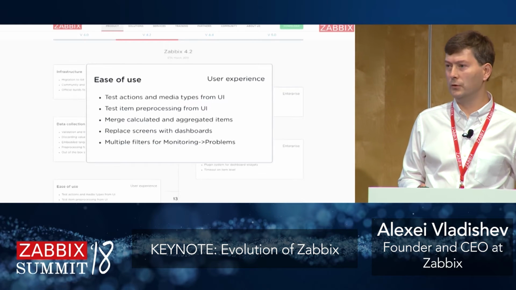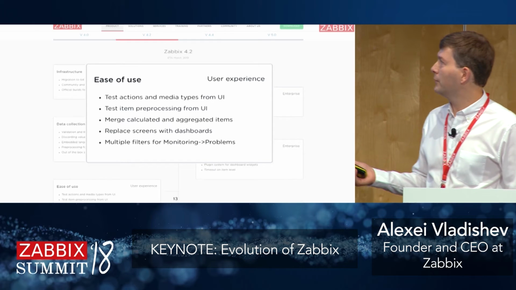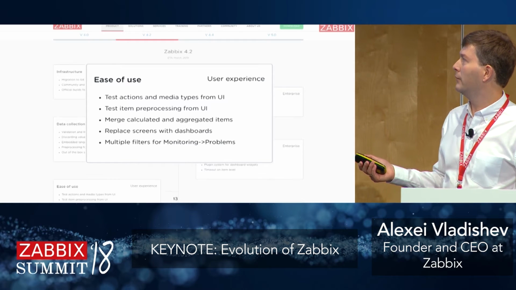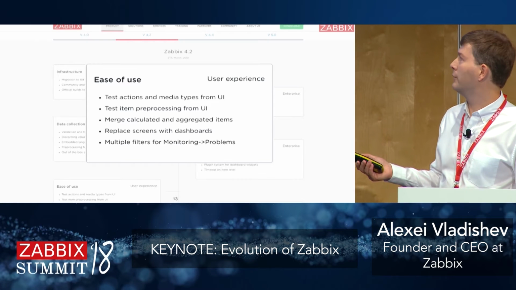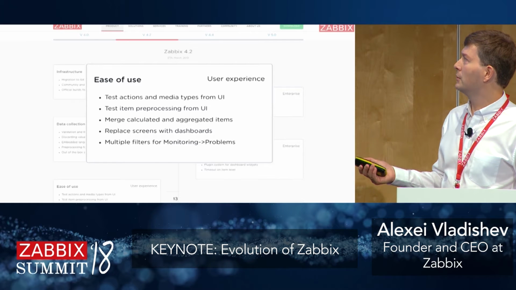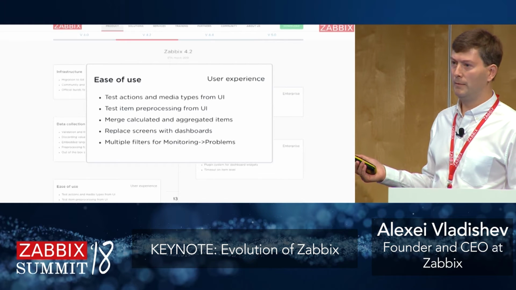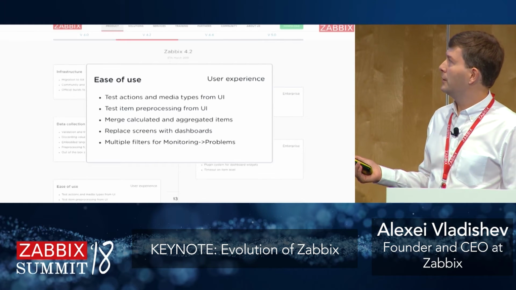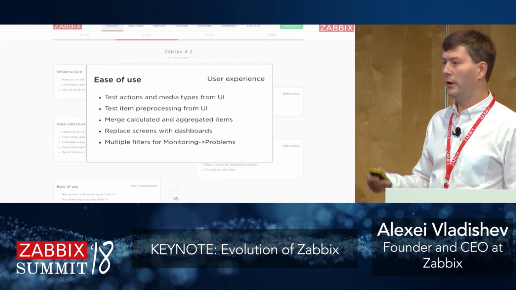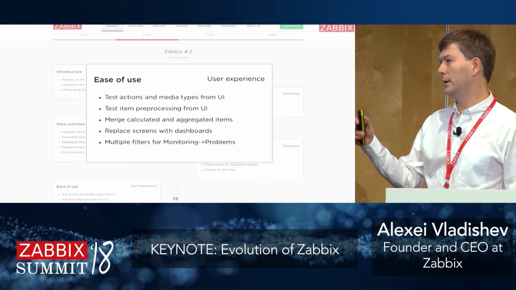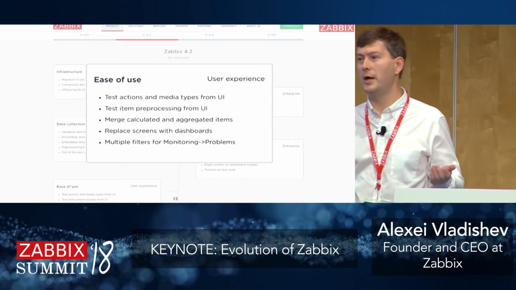Next, ease of use. As you can see, some of those requests are, I think, in the top 5 or top 10. For example, the ability to test actions and media types from the UI, and the ability to test item preprocessing from the UI. You created a new media type and there is no test button, which is really a shame.